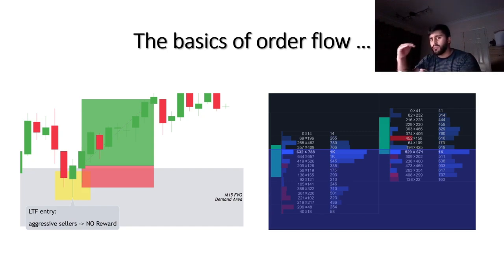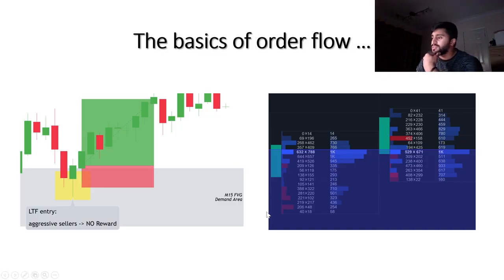So what does that tell you about this zone? We have a lot of aggressive sellers coming into this zone. Despite that, the market moves up. So this tells us that buyers are in control. There's more aggressive sellers than there are aggressive buyers, and despite that, the market moves up. So what that shows us is that there's passive buyers sitting at that level. I'll go through that one more time.